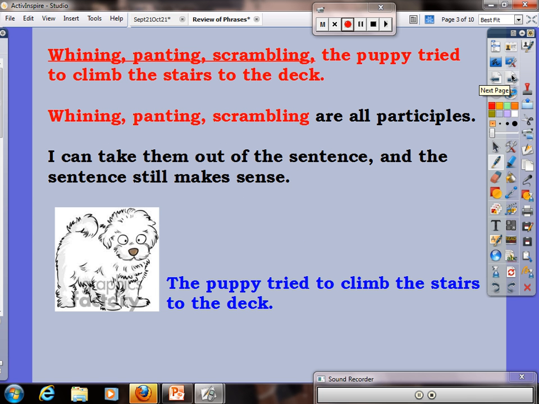Here's another sentence. Whining, panting, scrambling. The puppy tried to climb the stairs to the deck. Okay. Whining, panting, and scrambling. I know immediately because they're ing words that I'm going to be looking for those, and in this case they're all participles. I can take them out of the sentence and the sentence still makes sense. The puppy tried to climb the stairs to the deck. Well, that makes perfect sense. Alright? Whining, panting, scrambling. They all act like actions, but in this case they're describing the puppy. So those are what's called participles.